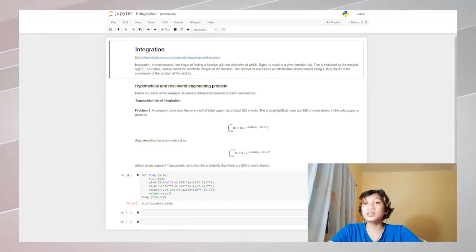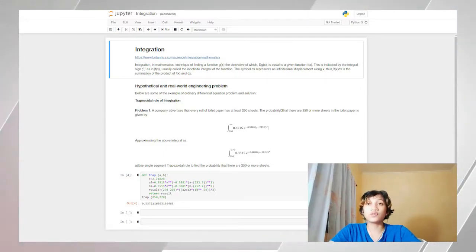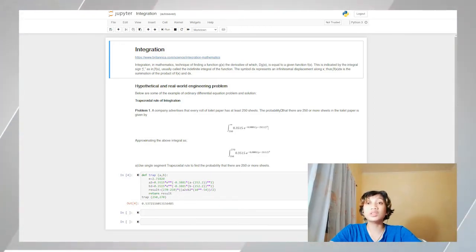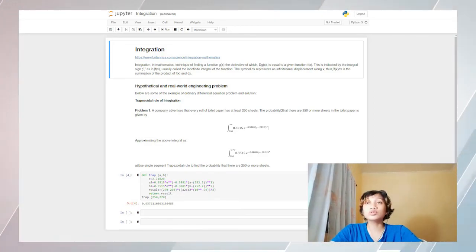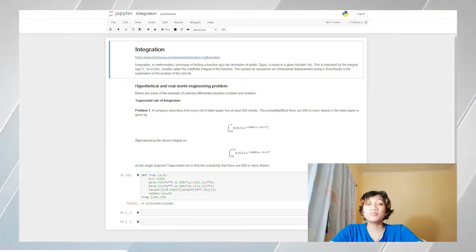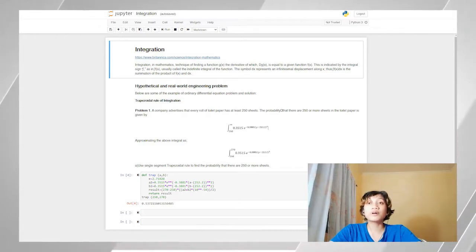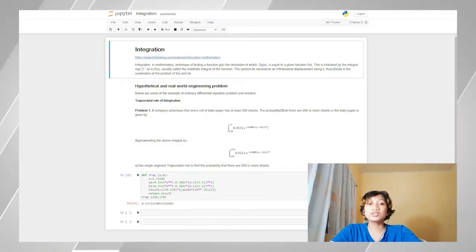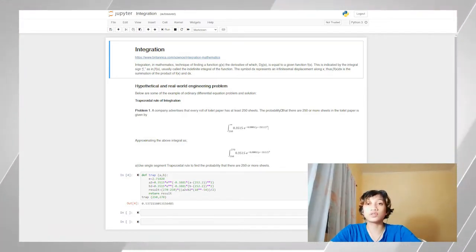For the first line, we use def drop, open parenthesis a, b, close parenthesis. The meaning of def is a function is defined. Def marks the start of the function header. So in our case, def drop is the function signature, meaning it is the name of our function. And a and b are the parameters. The parameters are the variables listed inside the parentheses of the function definition.